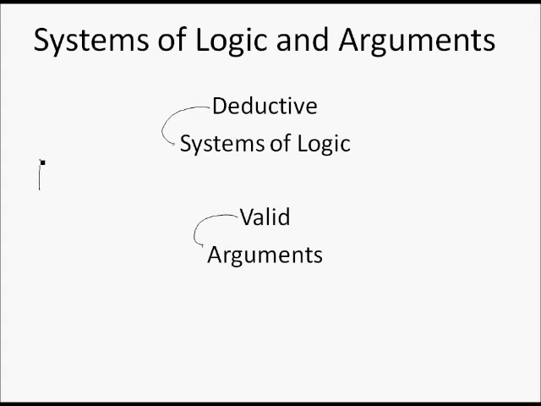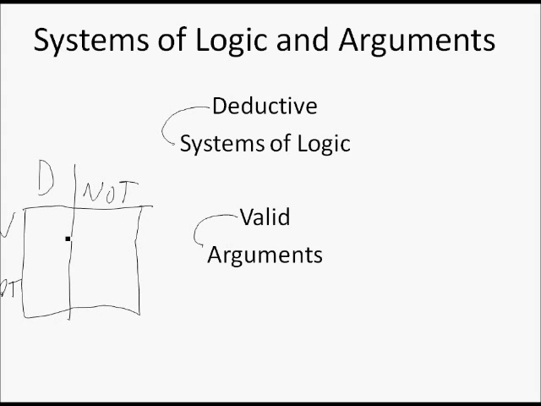And we can draw a little picture. We have deductive, we have not deductive, and we have valid, and we have not valid. Now, if an argument is within a deductive system of logic and it's valid, then we're happy. We're like, yay, it's a good argument. If it's in a deductive system of logic but it's not valid, we're like, okay, it's still an argument, but it just doesn't work the way it should. So we're kind of sad.